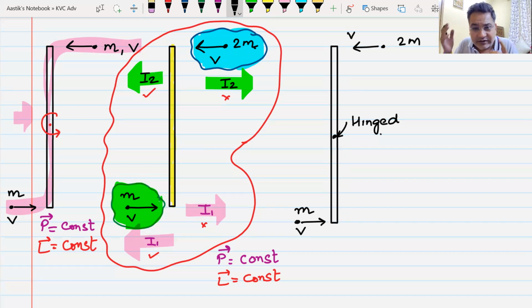They might not get embedded in the rod. That is immaterial. That only tells us about the energy part. Forget about the energy right now. What is conserved and what is not conserved and why? And why? And why? What is conserved and what is not conserved? And what system are you taking for that conservation? That is also important.